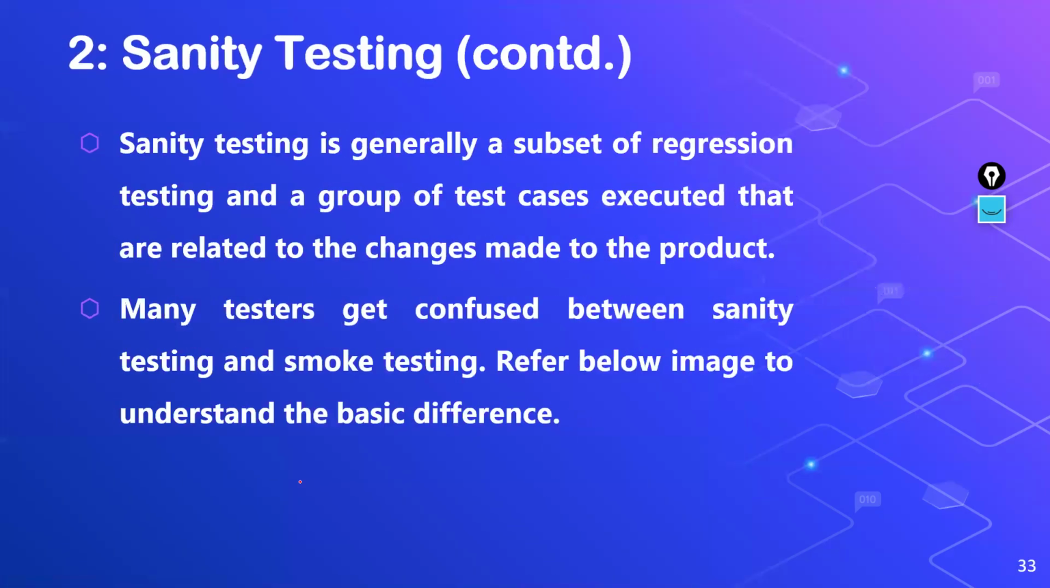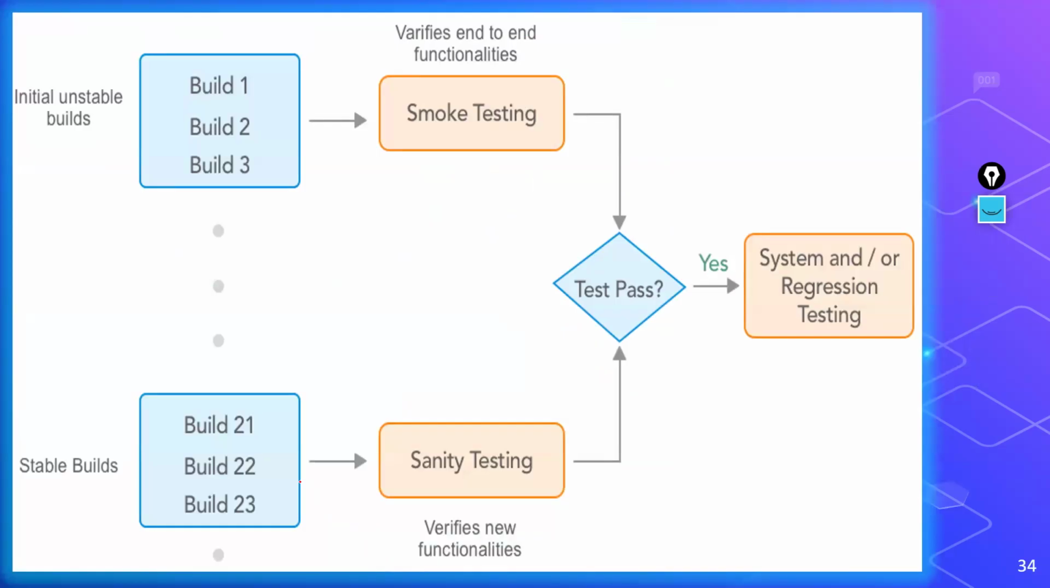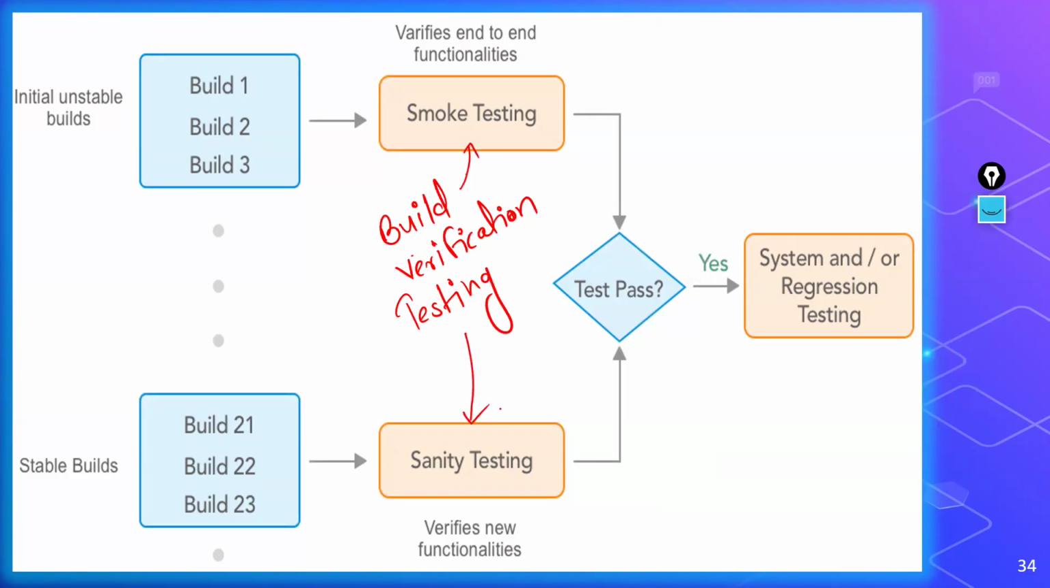Similarly, we have another one which we call sanity. Sanity is also like smoke only. Why like smoke only? Because both of these are build verification testing: smoke and sanity.